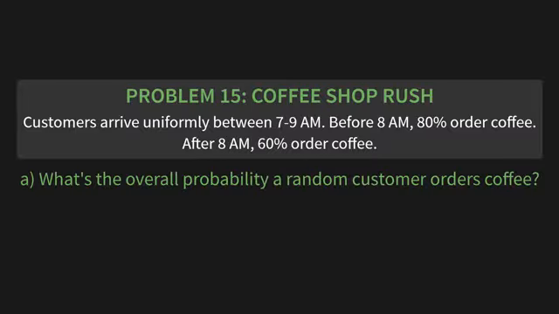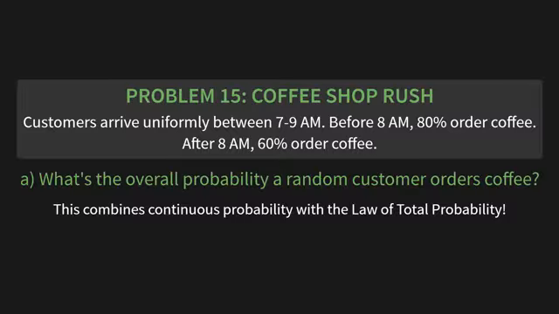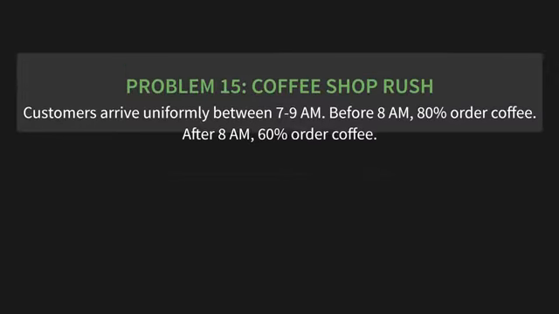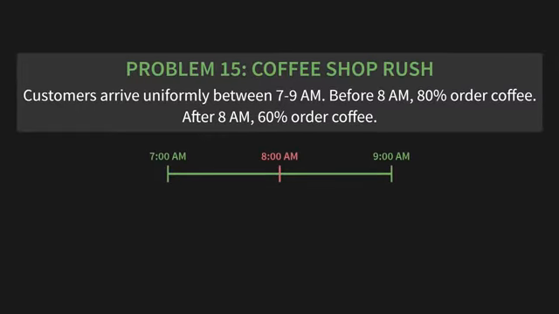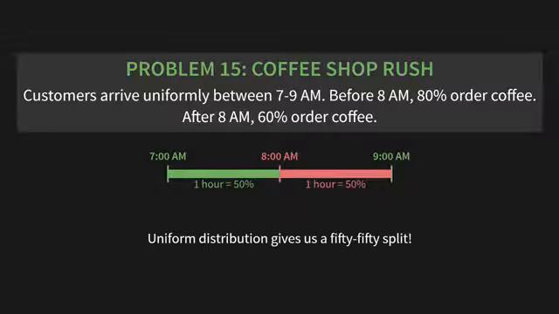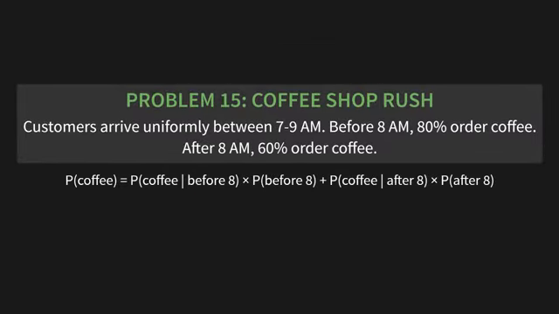This is beautiful. We're combining continuous probability with the law of total probability. Check out this timeline. Arrival time is continuous and uniform over 2 hours. That means exactly half arrive before 8 a.m., half arrive after. Perfect 50-50 split. Now, we use the law of total probability. We've got 2 paths to coffee. Early arrivals who order coffee, plus late arrivals who order coffee.